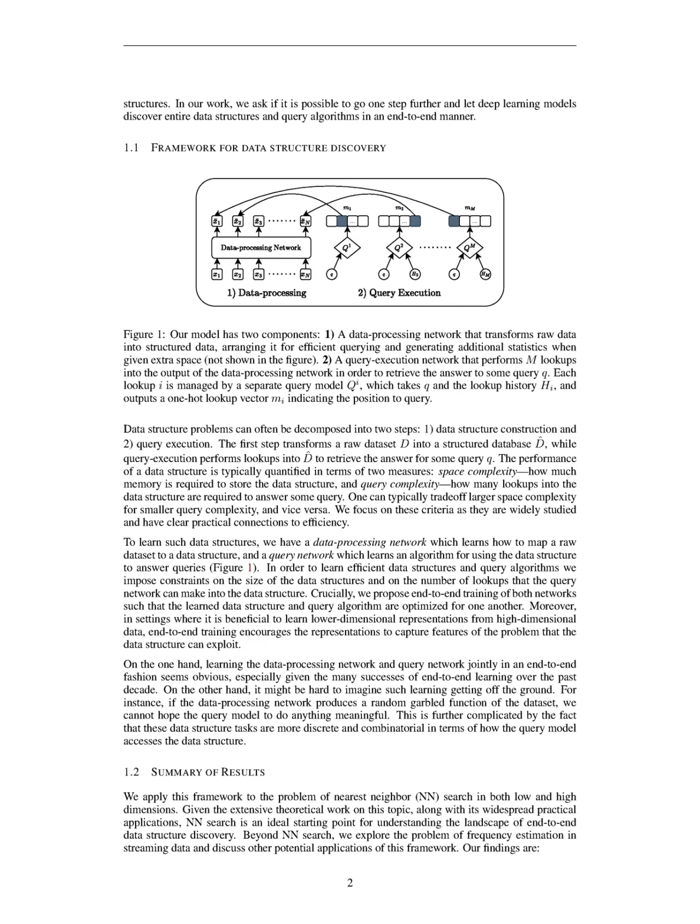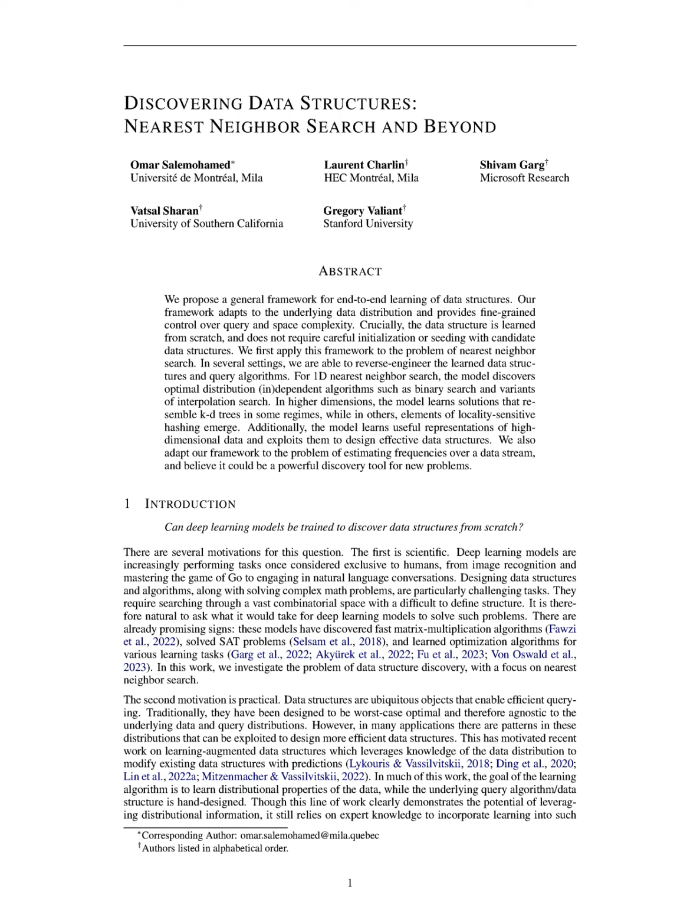Our method aims to solve the problem of nearest neighbor (NN) search by allowing deep learning models to discover entire data structures and query algorithms in an end-to-end manner, rather than relying on hand-designed structures. Traditional approaches typically involve predefined data structures, such as binary search or KD trees, which are designed to be worst-case optimal and do not adapt to the underlying data distribution.